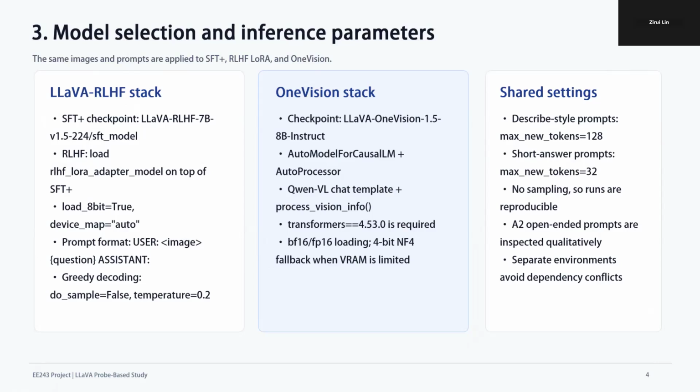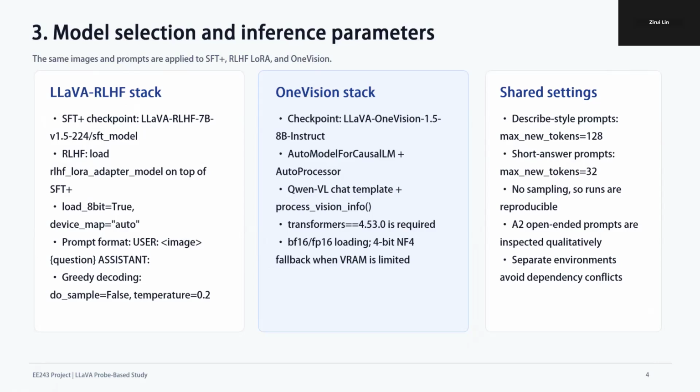The shared generation setting is greedy decoding. Describe-style prompts use max_new_tokens 128. Short-answer prompts use 32. And open-ended prompts are inspected qualitatively.